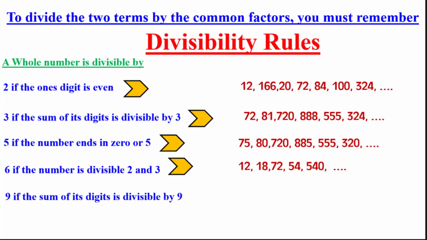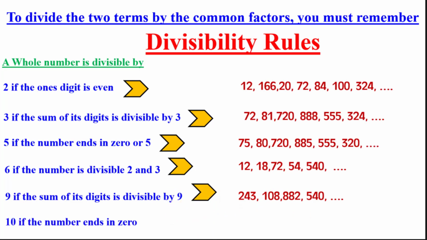Divisibility by 9: the number is divisible by 9 if the sum of its digits is divisible by 9, like divisibility by 3. For example, 243, 108, 882, and 540. If the sum of its digits is divisible by 9, the number is divisible by 9. For example, the number 882: just find the sum of its digits. 8 plus 8 is 16, 16 plus 2 is 18. 18 is divisible by 9, ask yourself. Yes, it equals 2. So the number 882 is divisible by 9.